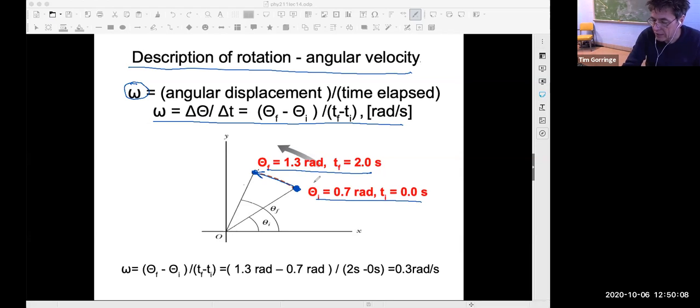So with this information, we can calculate the angular velocity. I went about doing that as an example. Here's omega, the angular velocity. It's the difference between the final and initial angular positions divided by the difference between the final and initial times. The final angular position was 1.3 radians. The initial angular position was 0.7 radians. The elapsed time, well, that's the final time, 2 seconds, less the initial time, which was 0 seconds. And if I calculate this, I've got 0.6 radians over 2 seconds. So the angular velocity is 0.3 radians per second.